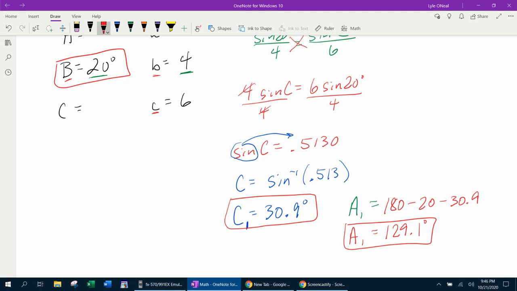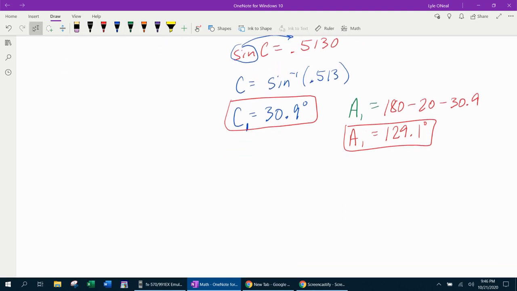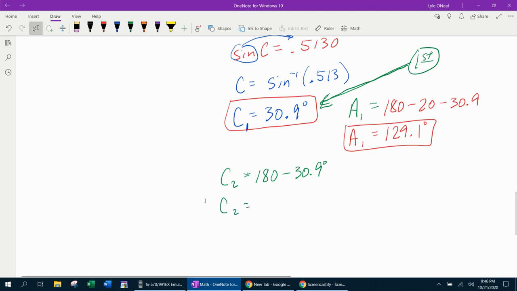So you may be wondering, what do I do to check for the second set of answers? How does that work? Well, are you listening? What I'm about to say is important. You always take the first angle you found and subtract it from 180. If there is a second angle C, it's going to be 180 minus the first angle C. Which angle do you subtract from 180? You always subtract the first angle you found from 180. And that's going to give us angle C2.